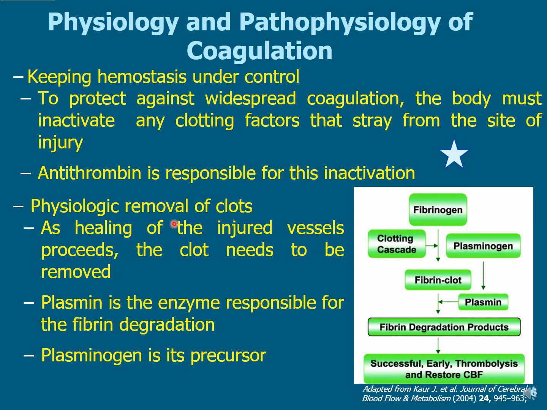Now the removal of the clot. As you see here, you have your fibrin clot, and this is the thrombolysis, and it's activated by plasmin, and the precursor of plasmin is plasminogen, and fibrin is going to activate the degradation of the fibrin clot into fibrin degradation products. And when we talk about the thrombolytic agents, we will see that they act on these pathways right here.